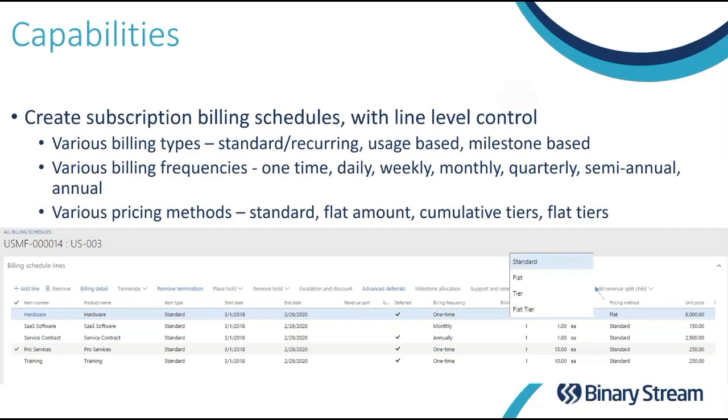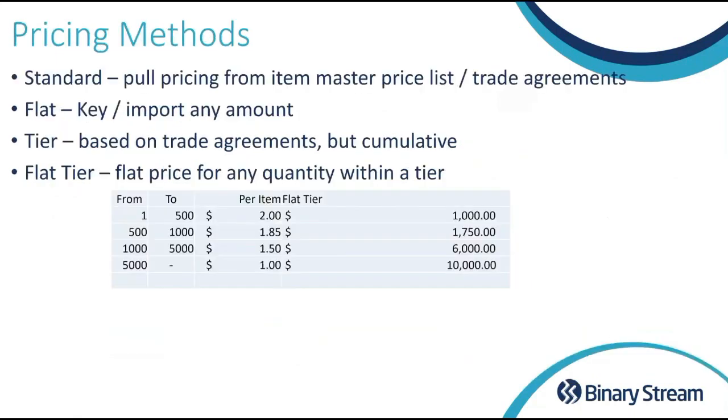The tiered pricing, we're going to look at this in a little more detail, how the tiered and the flat tiered work. In fact, let's go on and we'll have a look at that. Here's an example of how the pricing works. Again, the standard is simply going to pull it from the item master, from the trade agreement. The flat, we're going to key or import in any amount. Here's an example of the tiered and the flat tiers.